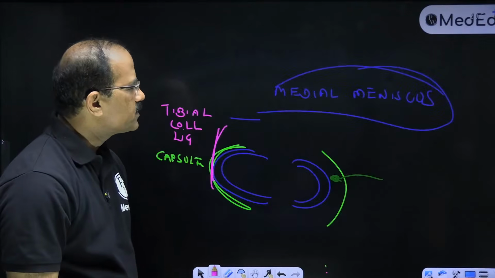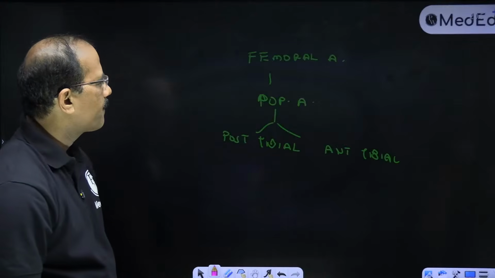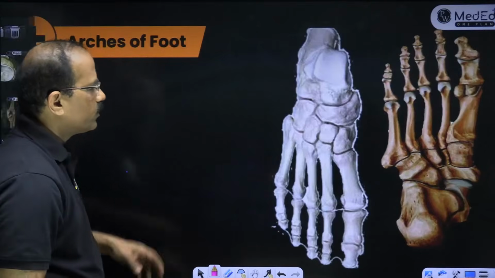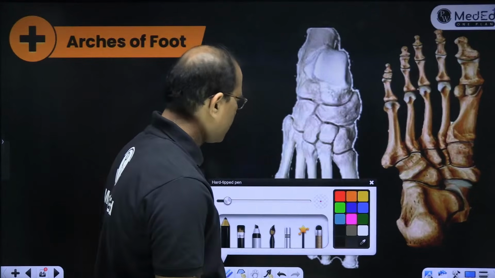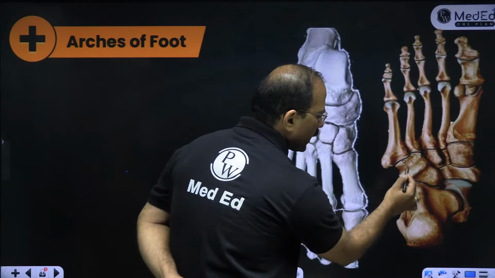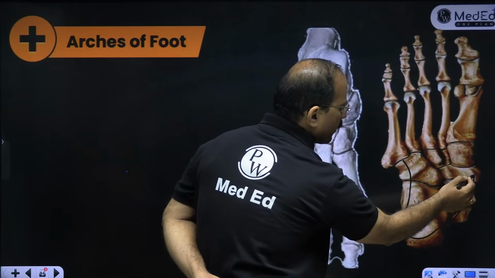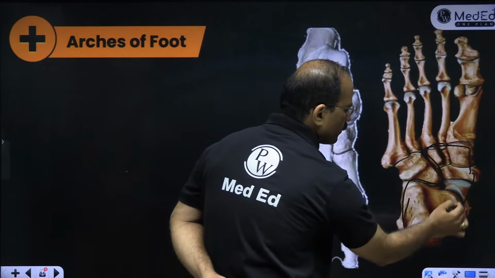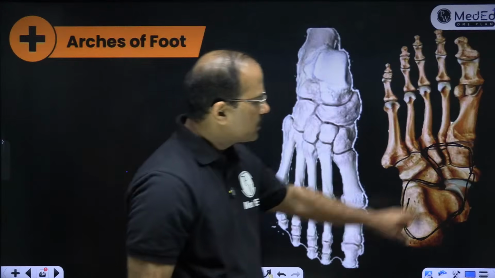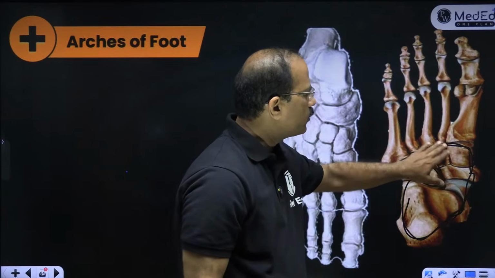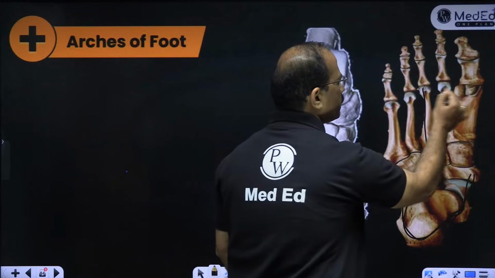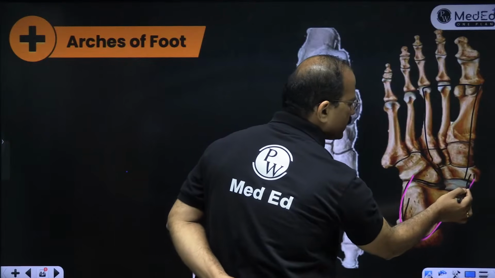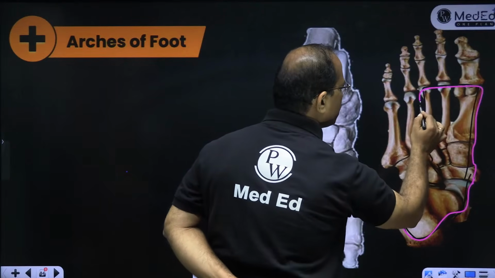Just name the muscles. One minute, where did it go? Name the muscles involved in this. Who all form the medial longitudinal arch? The medial longitudinal arch is formed by the calcaneum, the talus, the navicular, and the three cuneiform bones, and the three metatarsal bones. So medial longitudinal arch is formed by the calcaneum, talus, navicular, three cuneiforms, and the three metatarsal bones.